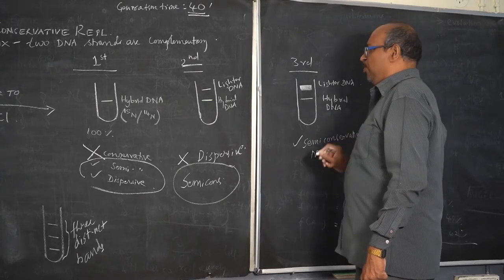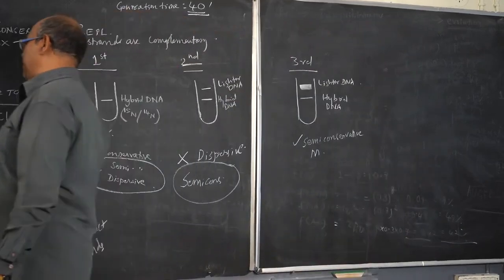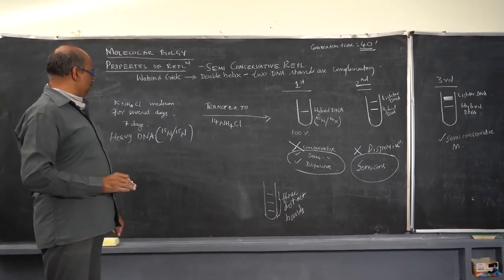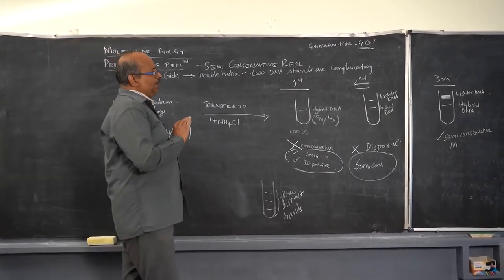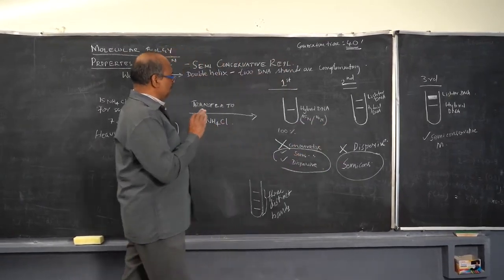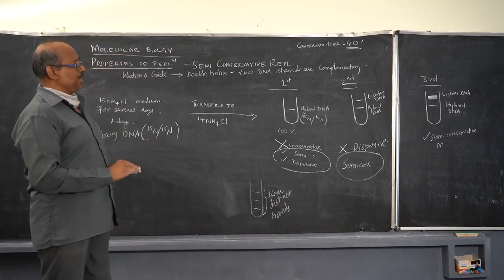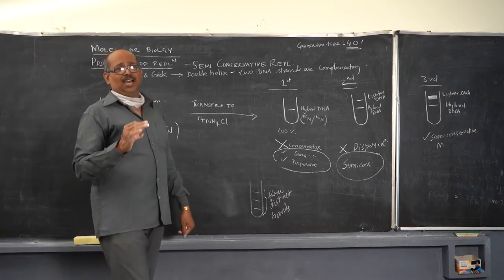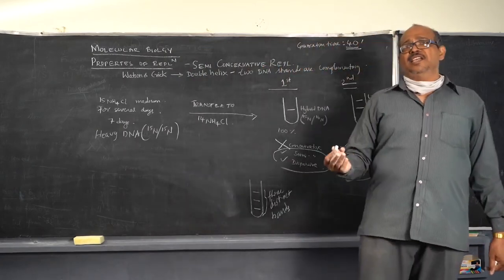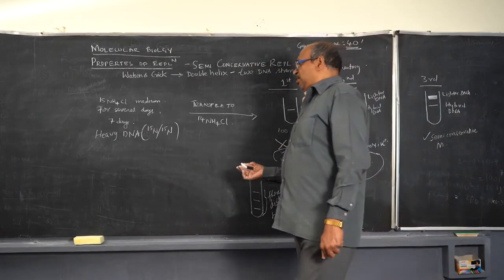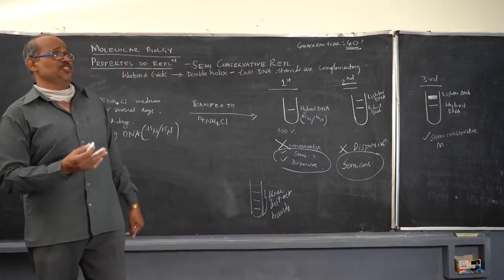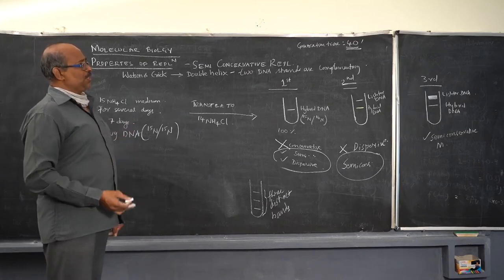So that's how, through a very simple experiment using two different isotopes of nitrogen, one heavy and one light, they could identify and prove that the replication of DNA occurs by a semi-conservative mechanism, in which one of the two parental strands will act as a template, and the other will be synthesized based on the parental strand.